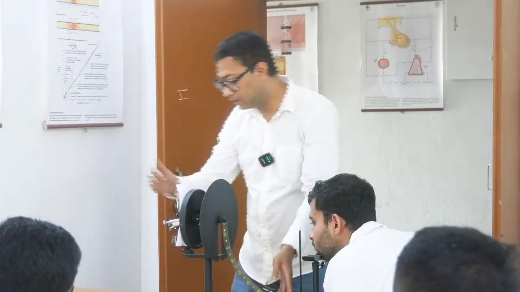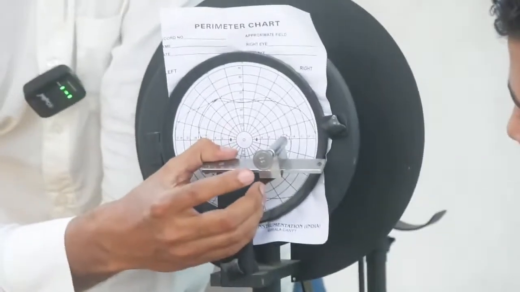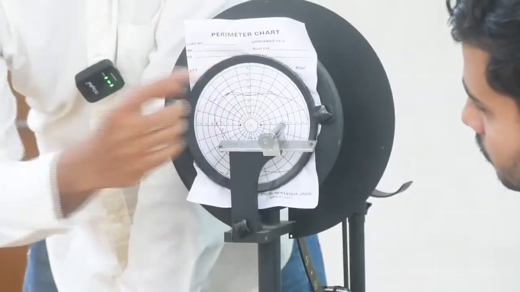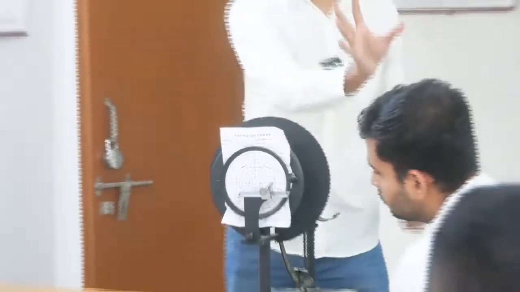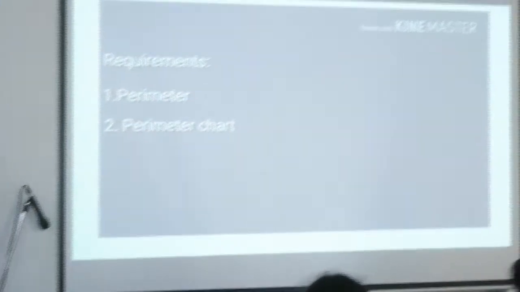Finally I will put the last point, and ultimately I will connect all the points. Now I will connect all the dots and I will get the visual field of his left eye. Clear? In this way we can do this, right? This is the Priestley-Smith perimeter. So the requirement is the perimeter chart, right?